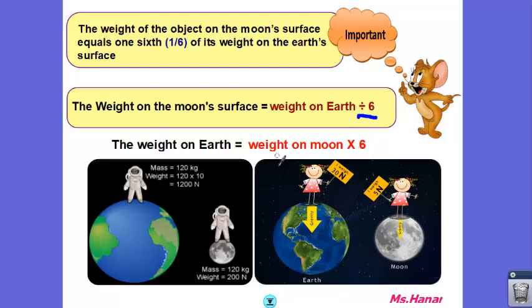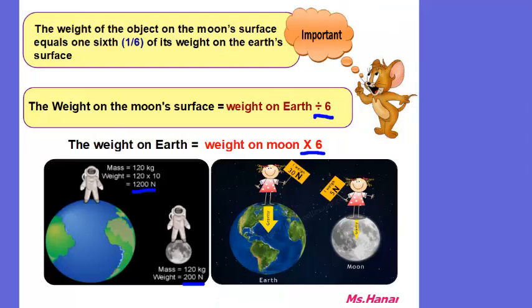Also, we can calculate the weight of an object on Earth when you know its weight on Moon. By this relation, weight on Earth equals weight on Moon times 6. As you see in these pictures, in the first one, the weight of this person on Earth equals 1,200 Newton. So his weight on Moon equals 200 Newton. Second picture, weight of this doll equals 30 Newton on Earth. So its weight on Moon equals 5 Newton.